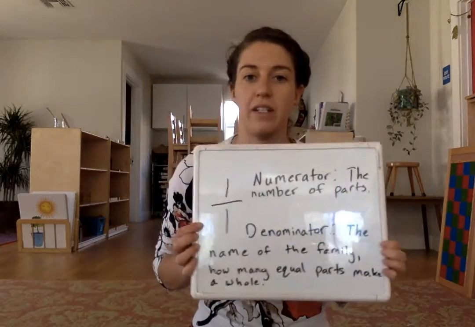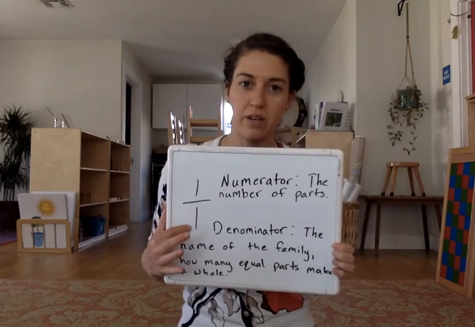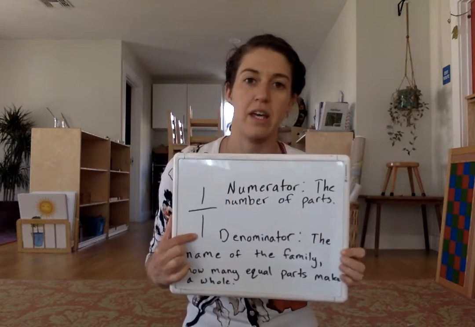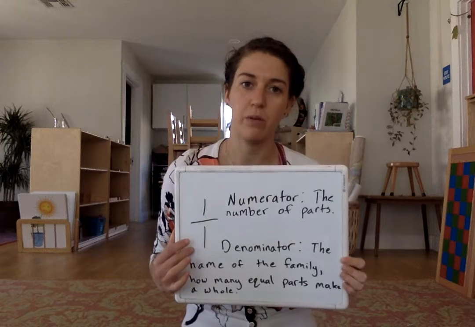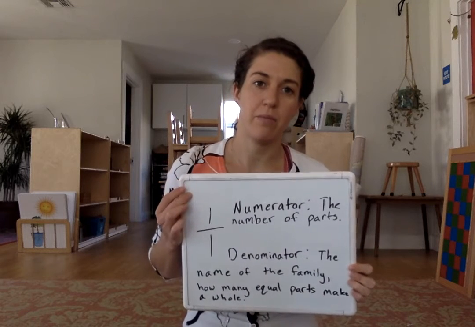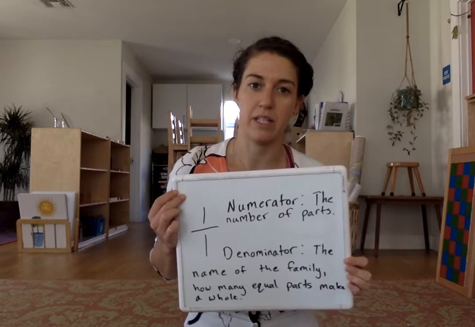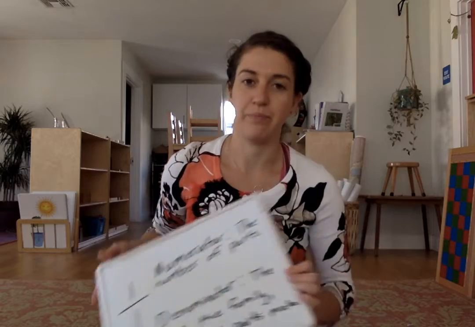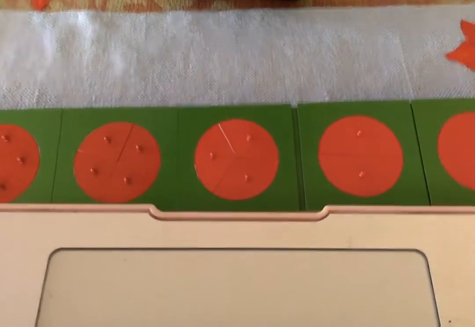Again, boys and girls, we are back to talk about fractions. You remember that the bottom number on a fraction is the denominator, and that's the name of the family and how many equal parts make a whole, and the top number is the numerator, and that's the number of pieces that we're talking about. At school, we have our fraction materials. And today we're going to be talking about adding fractions.